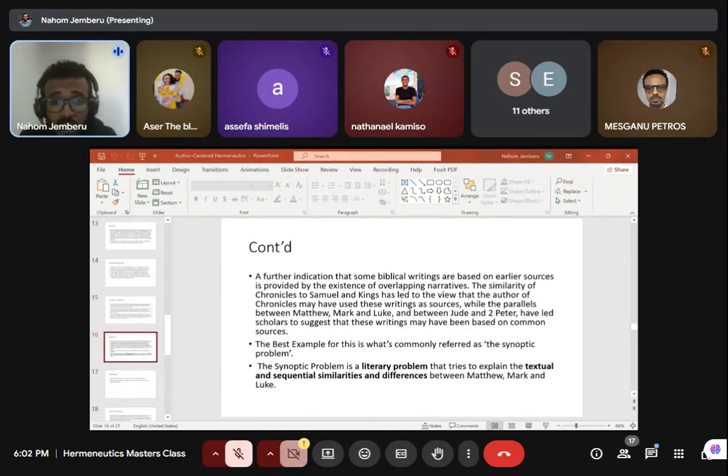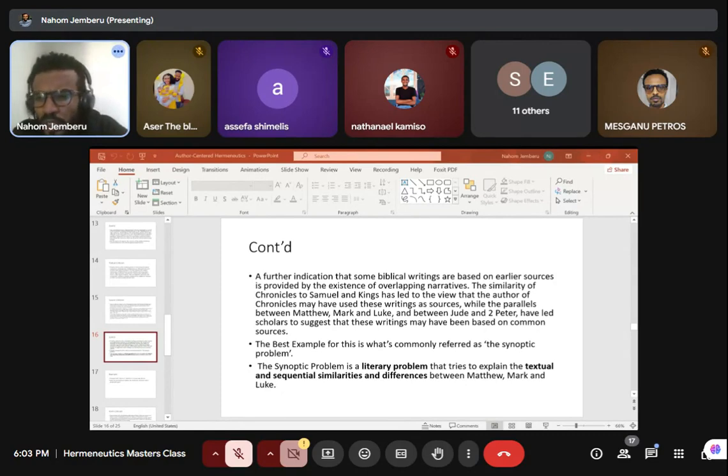Another evidence that the biblical writers used earlier sources is that there are overlapping narratives, right? We see this both in the Old Testament and in the New Testament. For example, there is similarity between Chronicles and Samuel and Kings, right? So how do you explain that similarity? The most probable case is that one has depended on the other in order to come up with that. As I've mentioned last week, I believe the chronicler seems to have depended on the rest.